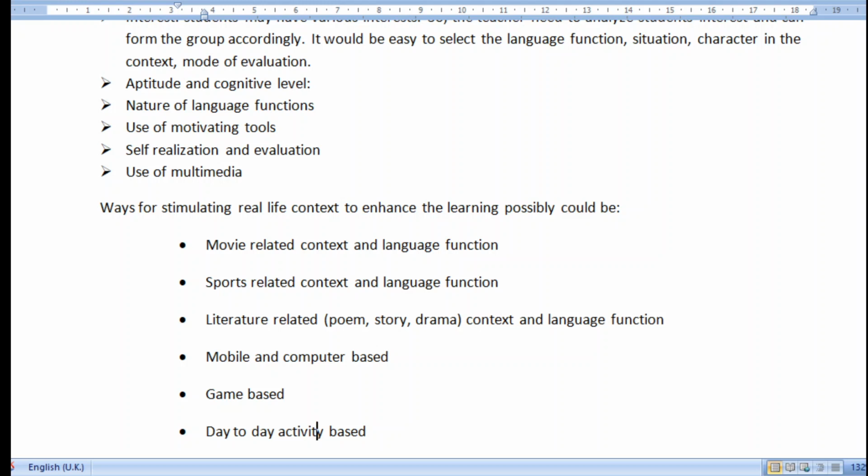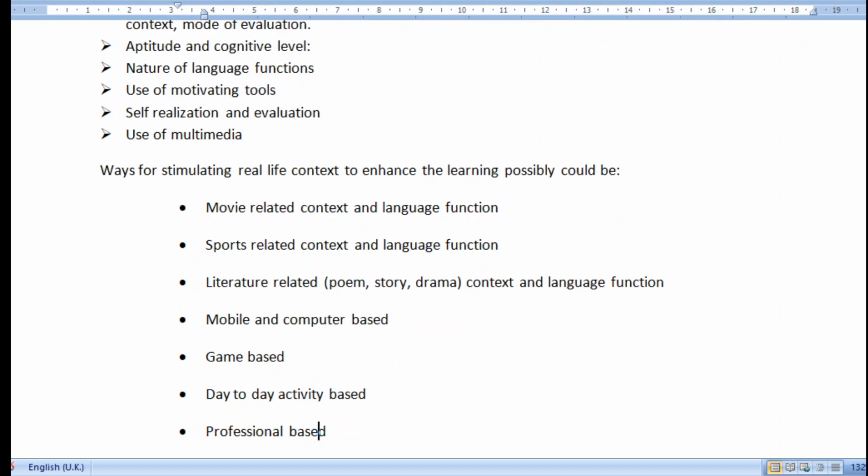Newspapers, magazines, and day-to-day activity based, meaning what they used to do at their home, how they ask for food from their mother, and how they settle problems between brothers and sisters with fathers or mothers. That is the day-to-day activity.